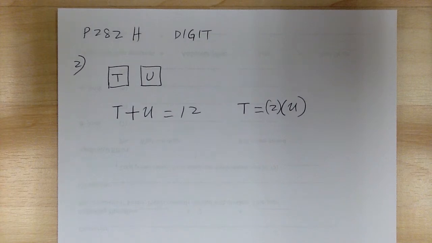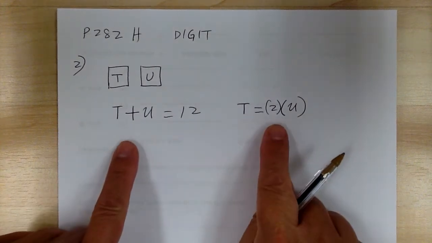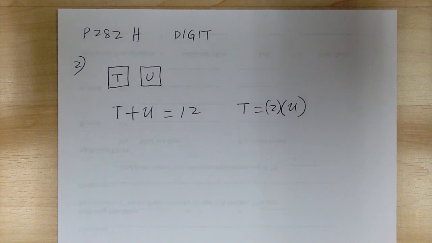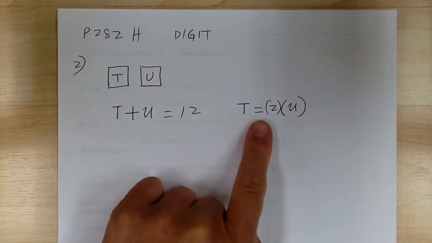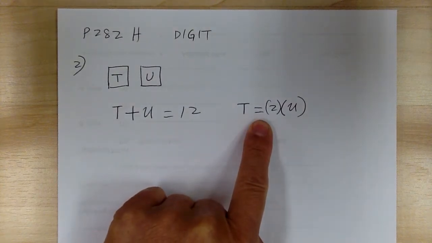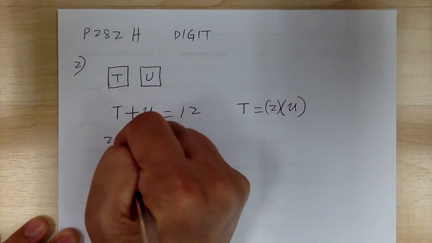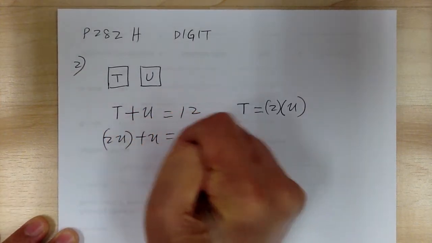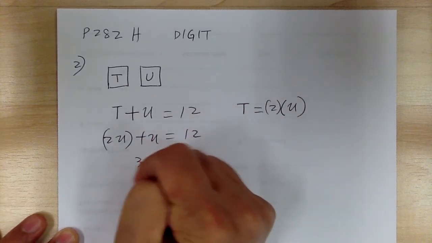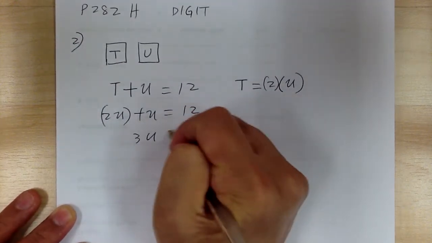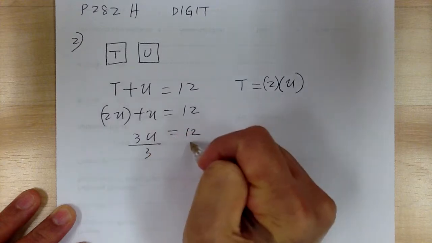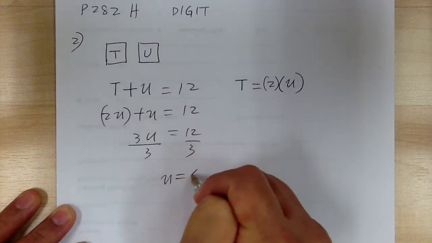So what is the number? Now you have two equations. Remember from chapter 12, this kind of equation is a substitution kind. So you need to substitute into here. You're going to get 2U plus U equals 12. So you're going to get 3U equals 12. Divide by 3. So U equals 4.